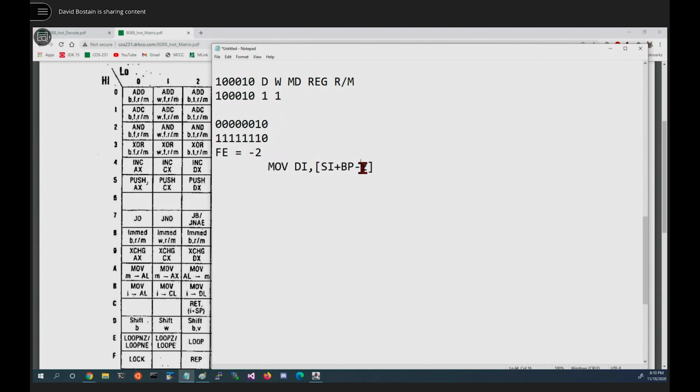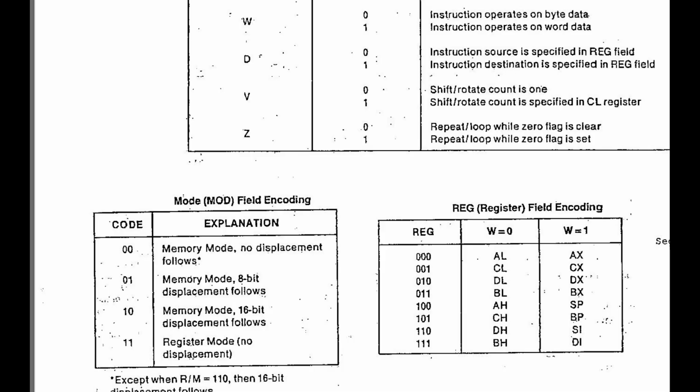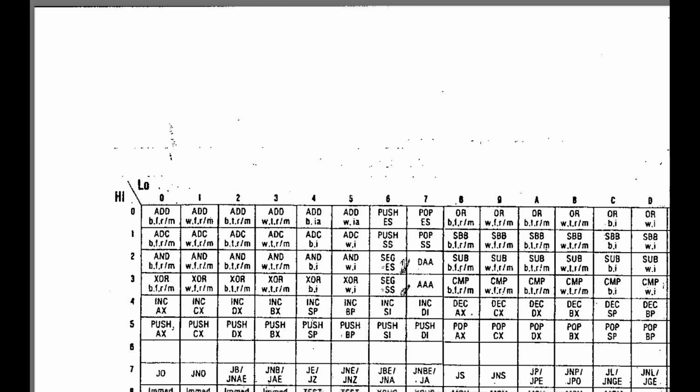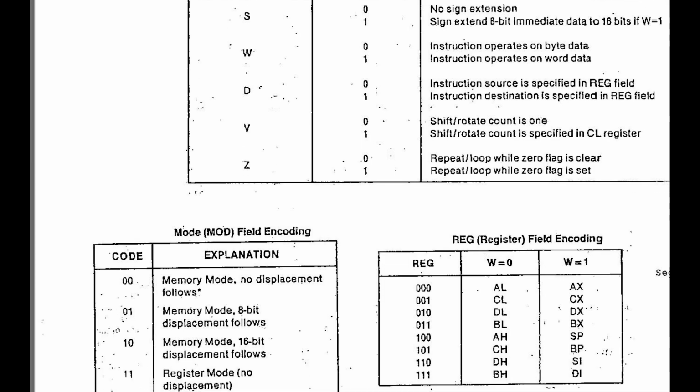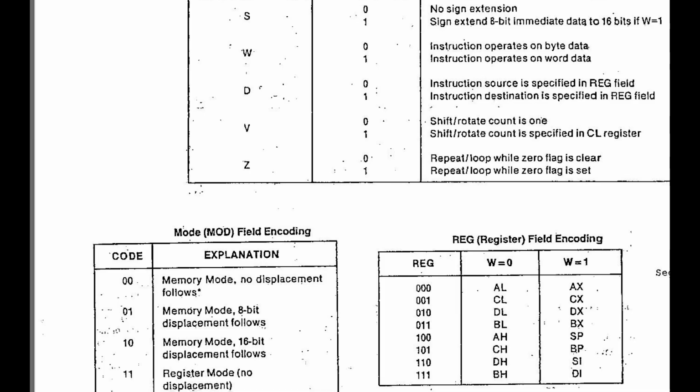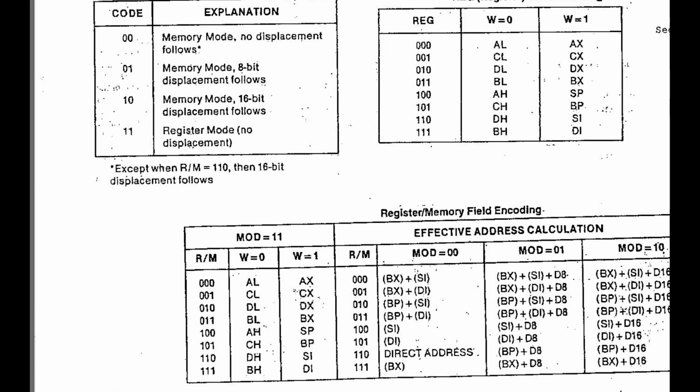So the mode we're in says we can put this thing into 8 bits. Which mode is 8 bits? We know it's not 0, 0, and it's not 1, 1. 0, 1. What register are we using? DI, what's its code? Is it 111? That doesn't sound right. I thought BI was 111. I trust you. Okay, so in the table here, we need BP plus SI plus a number.